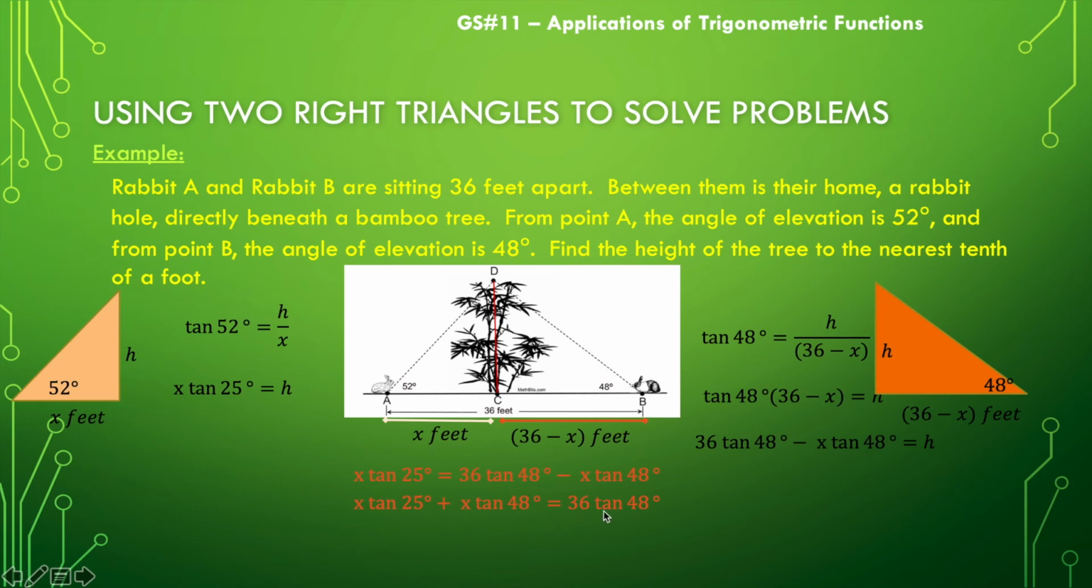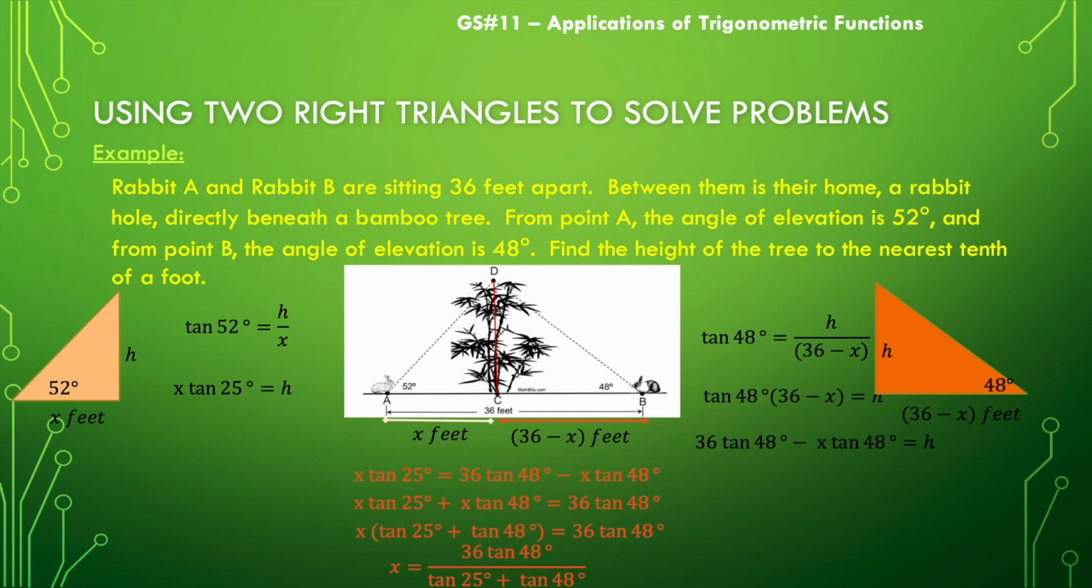Okay, making progress. All right, so now what we want to do is factor that x out of the left-hand side. Treat it like a GCF so we can isolate it. So we would factor out an x there, and then we would have x times the quantity of tangent of 25 degrees plus the tangent of 48 degrees is equal to 36 times the tangent of 48 degrees. Now I would isolate x by dividing both sides of the equation by this entire expression. And when I do that, I get x is equal to the quotient of 36 times tangent of 48 degrees divided by tangent of 25 degrees plus the tangent of 48 degrees.